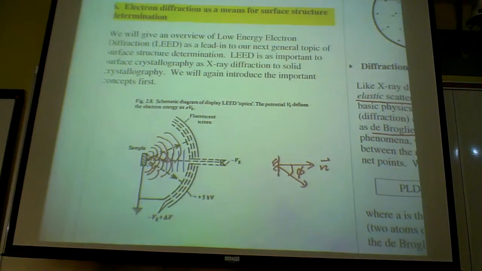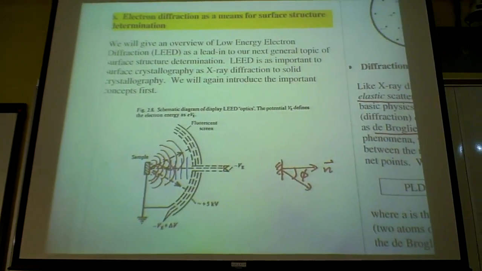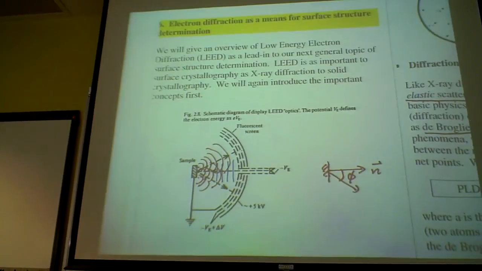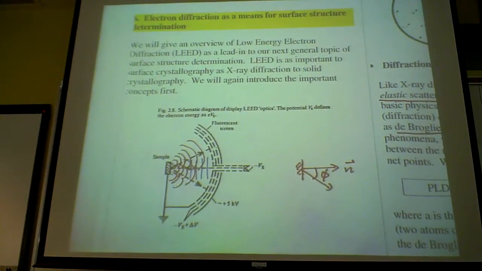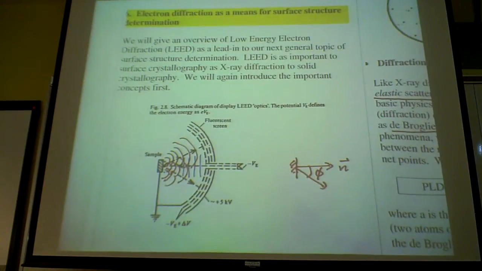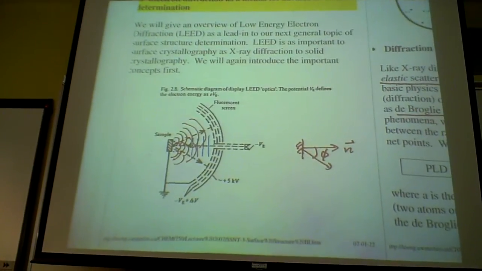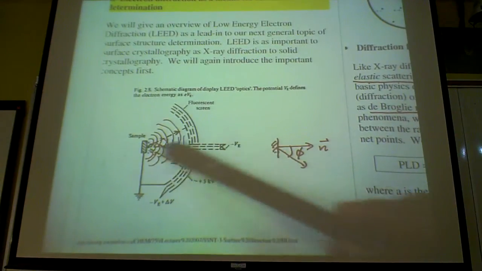As the incident wave scatters off your surface atoms or molecules, whatever you have on the surface grid, you detect the diffraction pattern emanating from this grid. So that's the general idea. What we had in the setup is that you have a sample, and you send in a low energy electron beam.